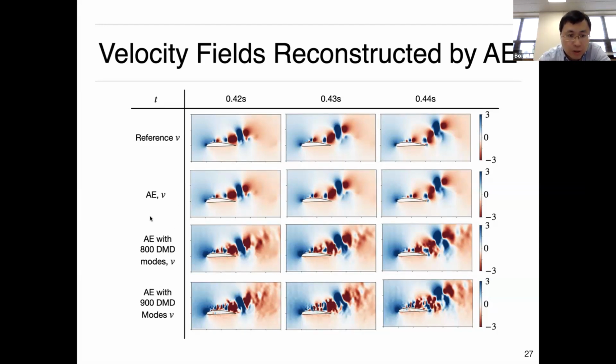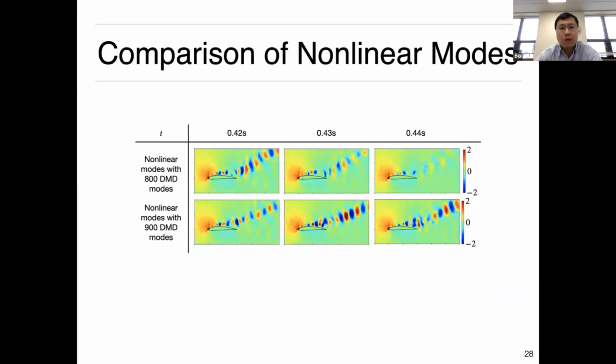I also compared the CAE model results with the autoencoder model combined with dynamic mode decomposition analysis. As seen, due to the linear nature of the DMD analysis, the AEDMD model cannot recover the flow fields as well as the CAE model. Even increasing the DMD modes from 800 to 900, the reconstruction of the velocity field cannot be improved too much. I have also tested the effect of the number of DMD modes used for the nonlinear mode reconstruction. As seen, when using 100 DMD modes, the temporal evolution of the nonlinear modes can be well represented.